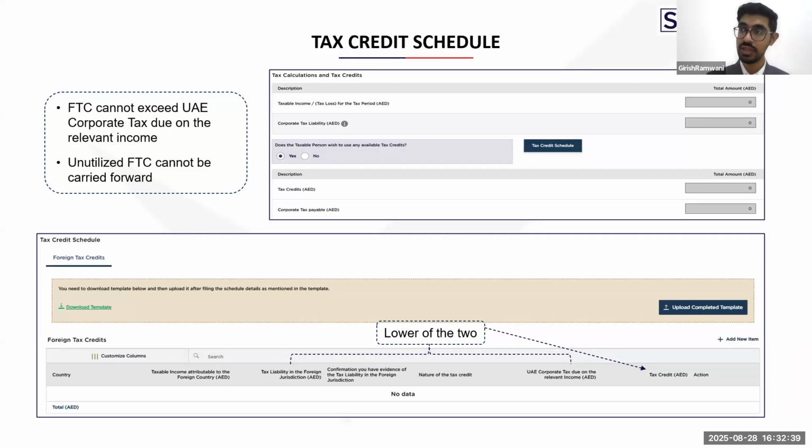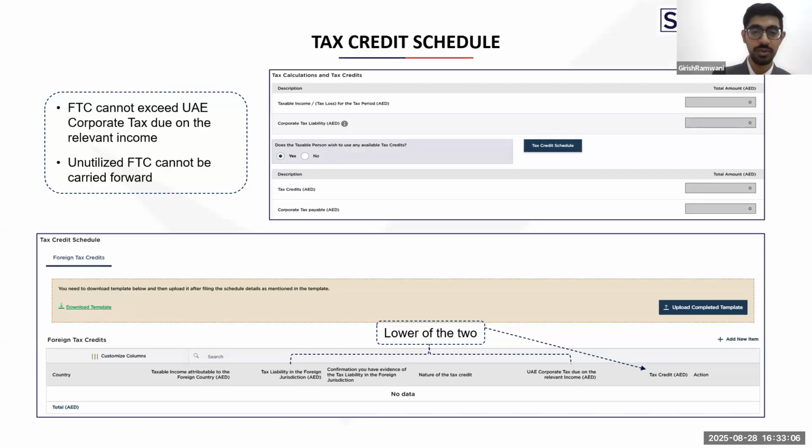Now, again, just to reiterate, foreign permanent establishment exemption and foreign tax credit cannot be availed together. If you go with the foreign PE exemption, then all incomes and expenses for foreign PE are excluded upfront. If you do not claim foreign PE exemption, then FTC can be availed. However, the amount of FTC cannot be more than the tax that you would have paid in UAE had that income been taxable in UAE.